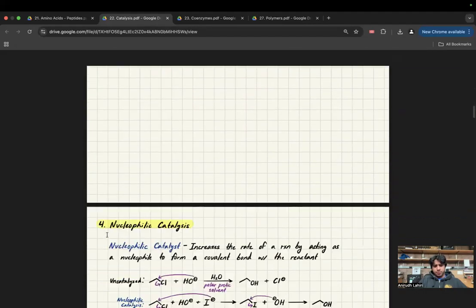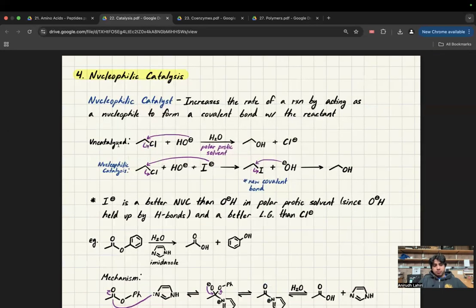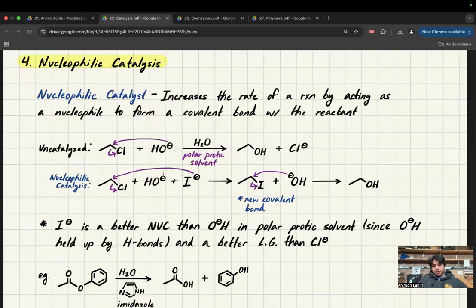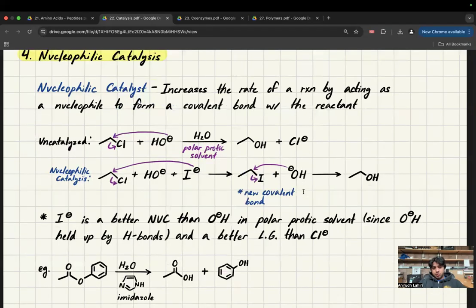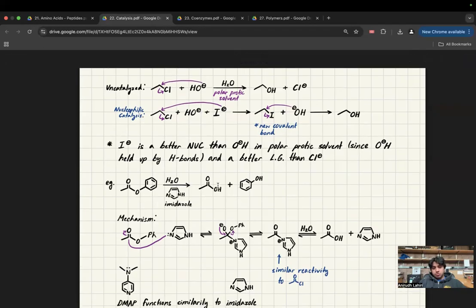Okay, cool. Nucleophilic catalysis. Nucleophilic catalyst. We increase the rate of the reaction by adding a nucleophile to form a covalent bond with the reactant, right? So this is uncatalyzed, this is catalyzed, right? So this I is a better leaving group, right? So by making this switch, we're making it easier for the OH to attack. Cool. I is a better nucleophile than OH minus in polar protic solvents, since OH minus is held up by hydrogen bonds. It's a better leaving group than Cl minus. Cool.